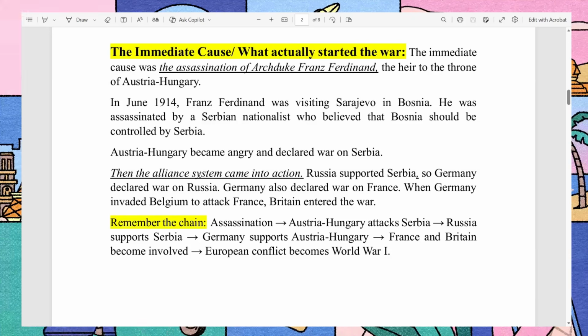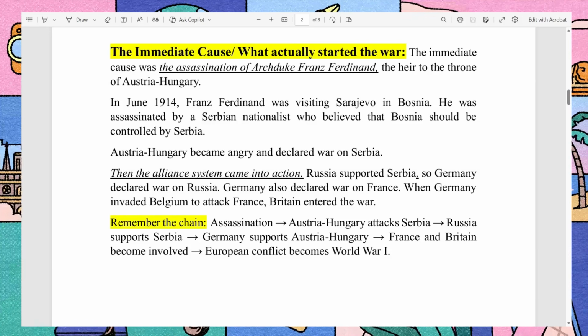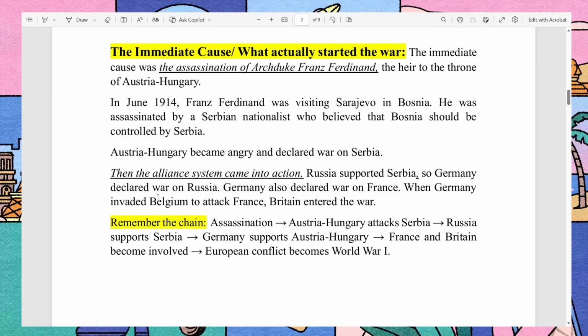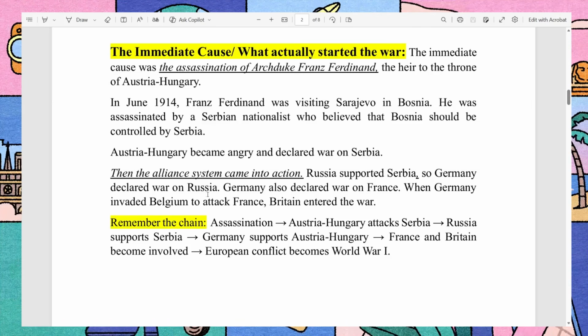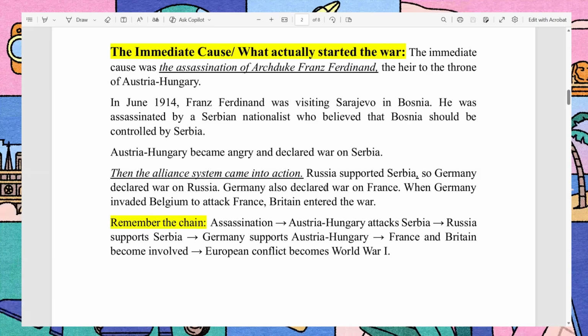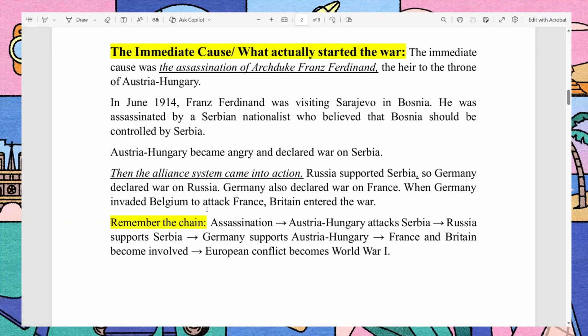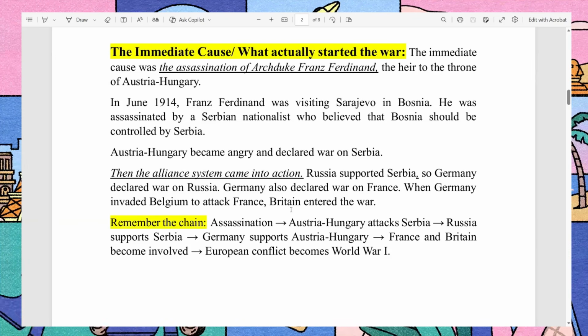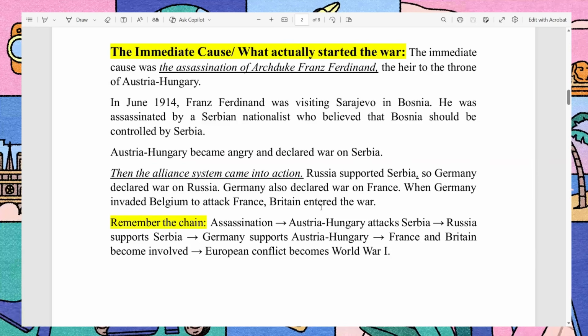Then the alliance system came into action. Russia supported Serbia, so Germany declared war on Russia. Germany also declared war on France. When Germany invaded Belgium to attack France, Britain entered the war.